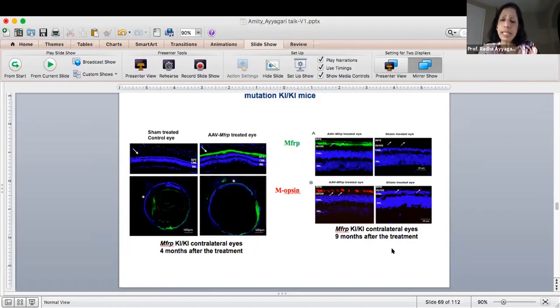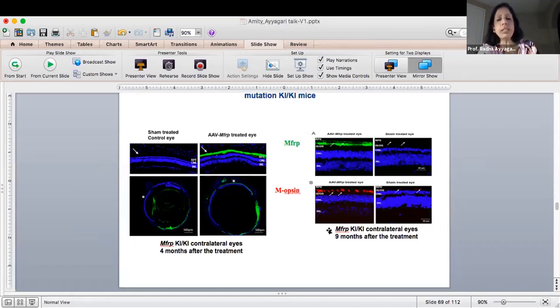And we still see good expression of MFRP at 9 months. Also here, we stained it with cone opsins, M-opsin, which represents cones. So it also preserved a significant number of cones. And you can see there are 6 to 8 rows of photoreceptor nuclei preserved.